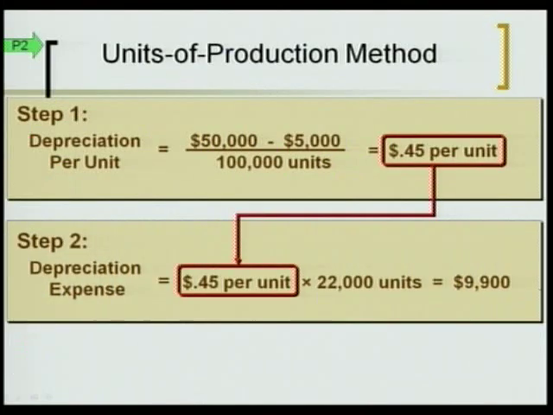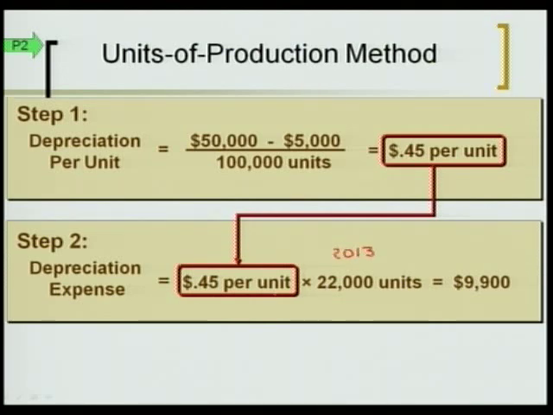Well, first let's figure out our depreciation per unit. We take the cost of 50,000 minus the estimated residual value of 5,000 divided by the 100,000 total amount of production we think we're going to get. And that gives us 45 cents per unit. You with me? Now, each year what we're going to do is take that 45 cents per unit times the number of production for that period. I think this example said that in 2013 we produced 22,000 units, didn't we?